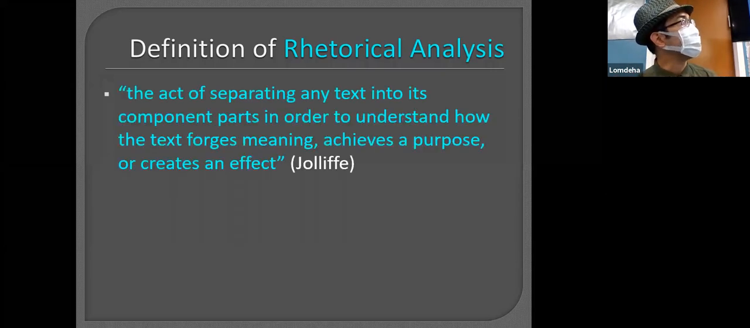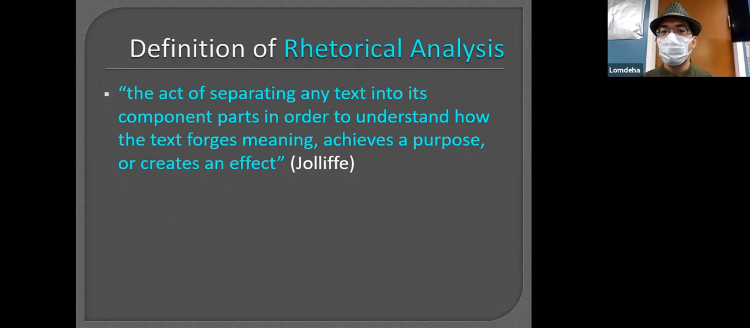So analysis is the act of separating any text into its component parts in order to understand how the text forges meaning, achieves a purpose, or creates an effect. Which is, if you think about it, what we just did with the Lego ad. We broke it down into its parts and tried to understand how the different parts work together to achieve the purpose or the effect of selling Lego.